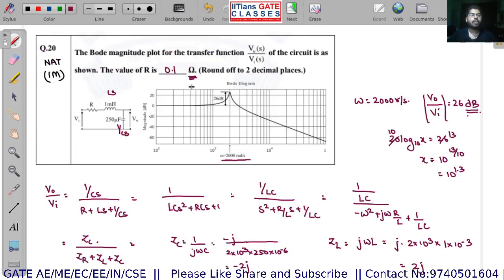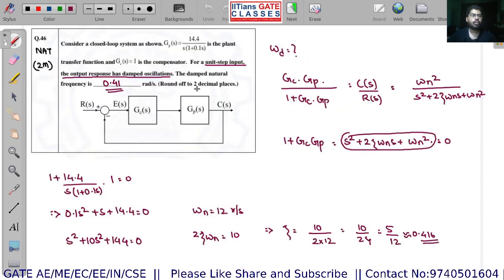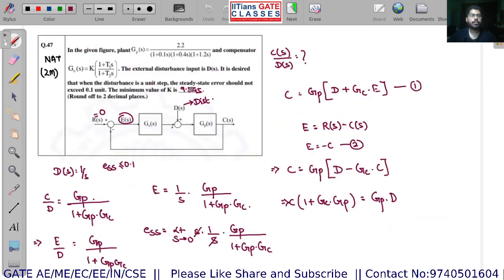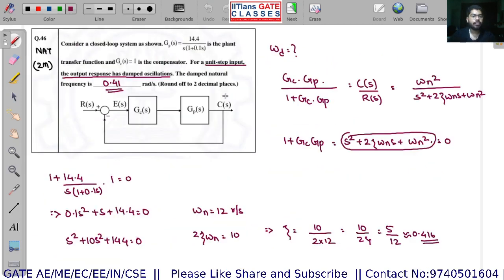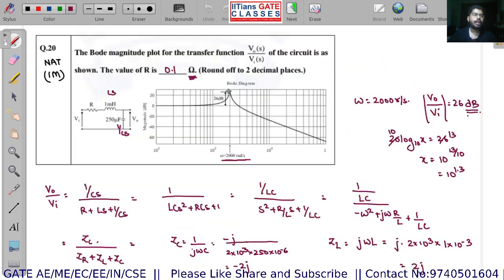So you can see there were 1, 2, 3, 4, 5, 6 questions, in total 8 marks question from control system, and all the 8 mark questions were very simple. Very simple questions they have asked you here. None of the questions was even at the medium level. It was just easy level questions. So I hope you people have understood all the questions and the concept behind it.